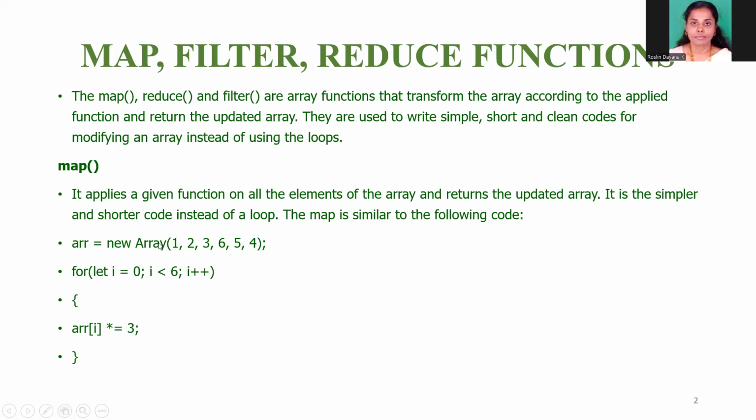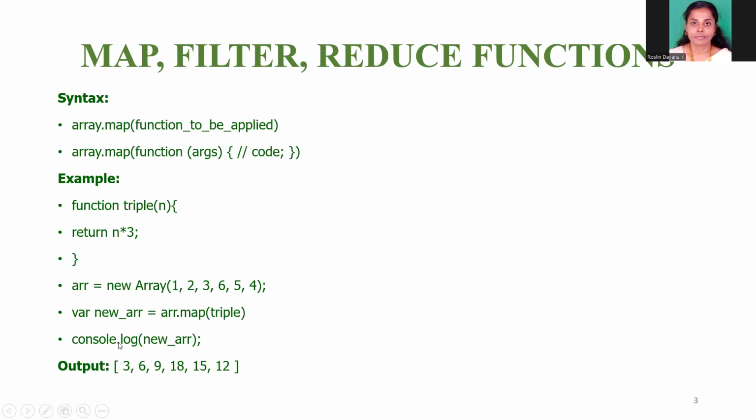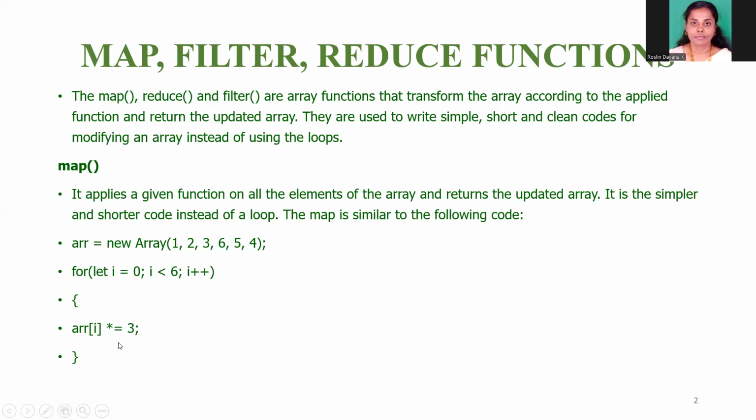Map is similar to the following code. Here the array is equal to a new array of 6 values. For let i equal to 0 to 6, each array value will be updated: array of i is equal to array of i times 3. So when i is 0, it will change. When i is 1, in each index position, whatever value is there will be multiplied by 3.